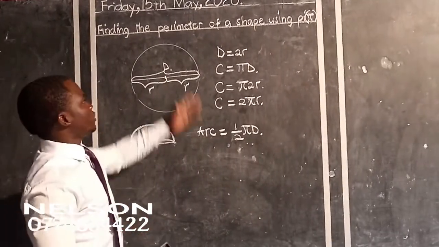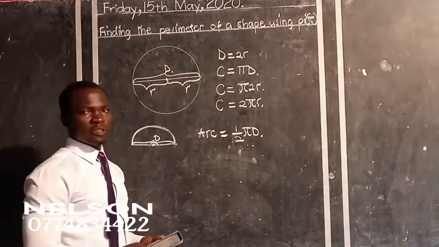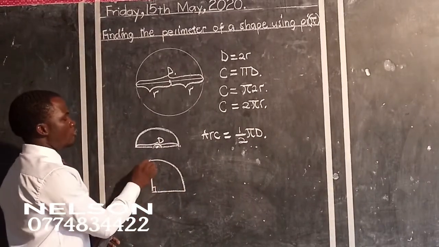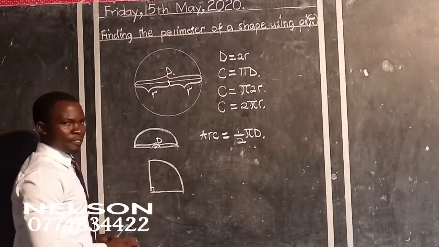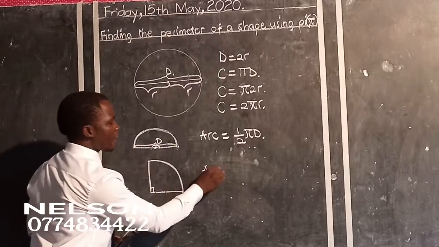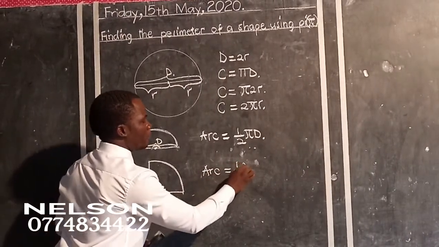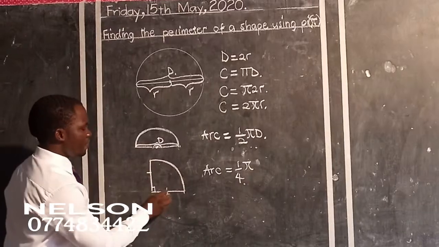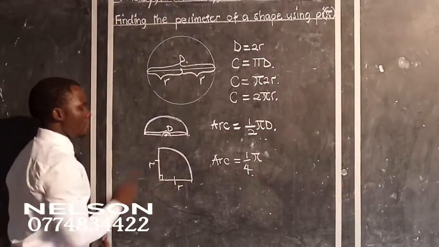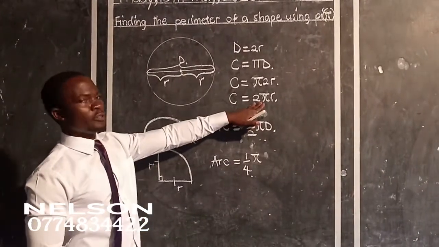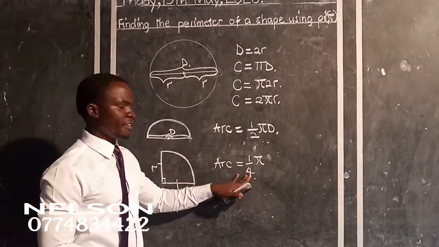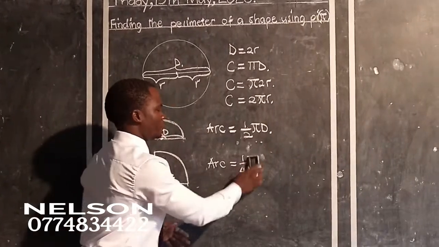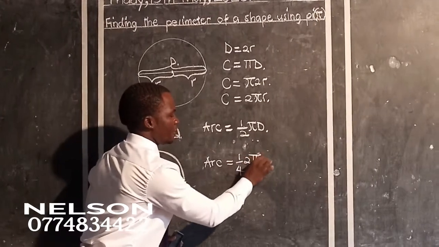These are important points to note before we come to the perimeter of a shape using pi. We also have what we call a quadrant. How do we find the arc of a quadrant? We shall also say arc equals a quarter pi. We shall not say pi d because the quadrant has got radius and also radius. So here we are going to employ the formula for circumference, but with a quarter because of it being a quadrant, and this will be a quarter to pi r.